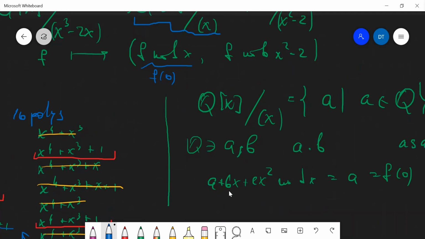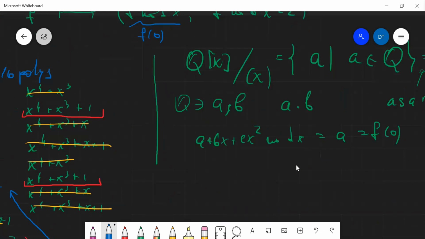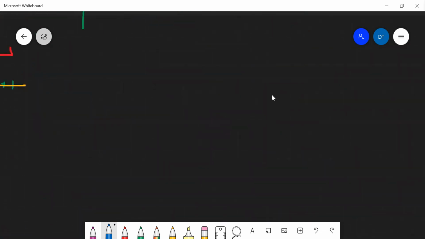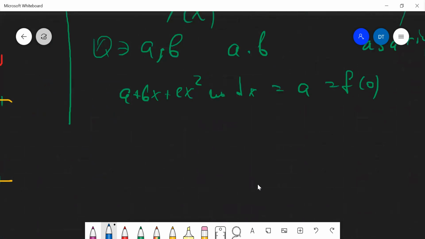You just want to cancel all the powers of x, and the free term will be the result. Okay. And in general, if you have a polynomial f and you want to take its remainder modulo a linear polynomial x minus alpha, then the remainder of f with respect to x minus alpha is actually f of alpha.